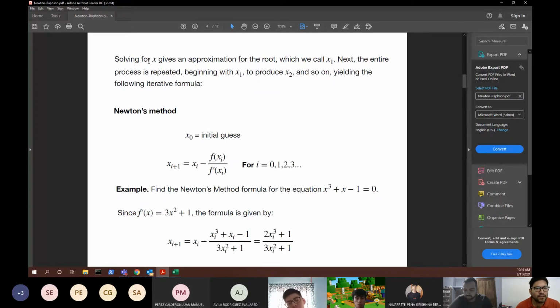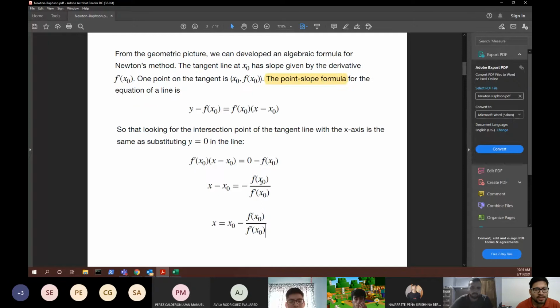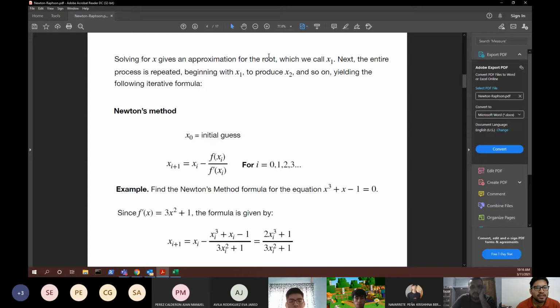So if we solve for x, we are going to have the first approximation for a root. We just provide an initial guess, x0, and then we solve for the first approximation. This first approximation we are going to call x1, and next, the entire process is repeated, and then we use x1 to produce x2, and so on and so on, okay? So in general, this is an iterative method. We are just iterating and iterating and iterating, okay?